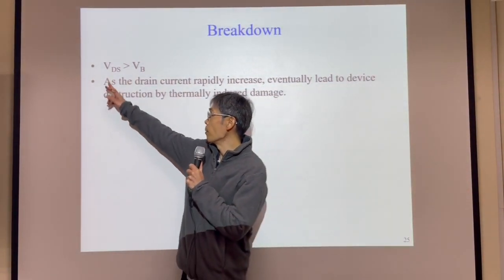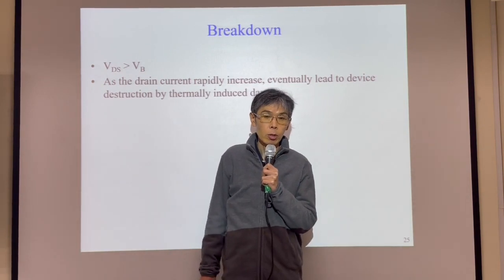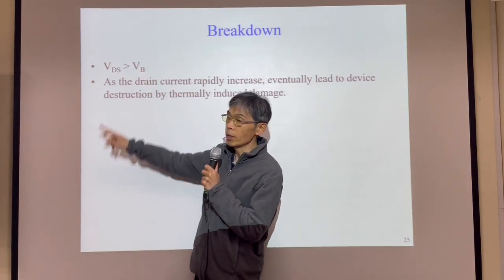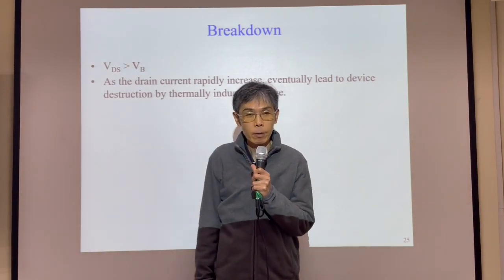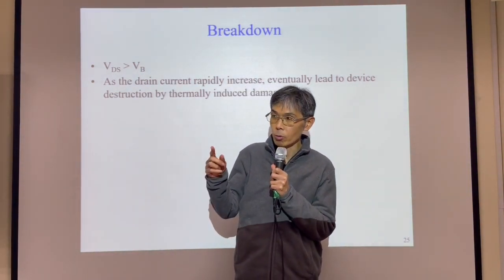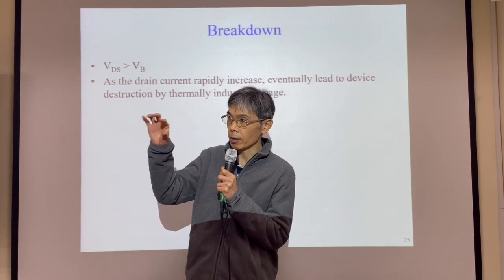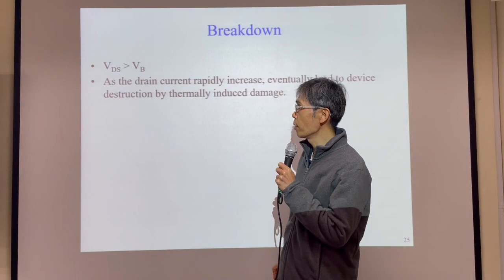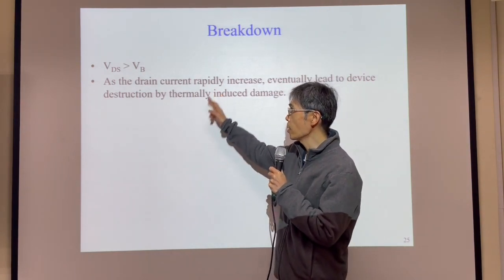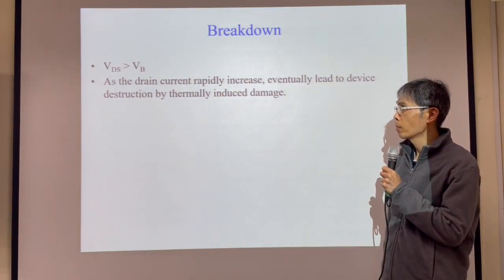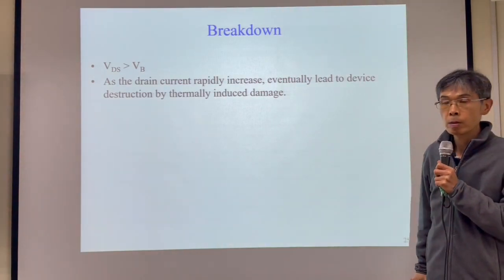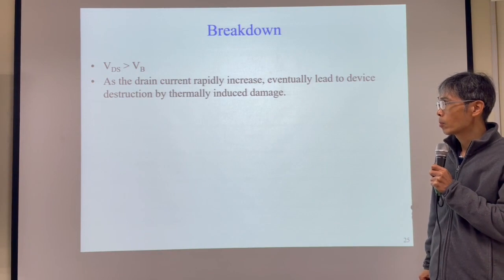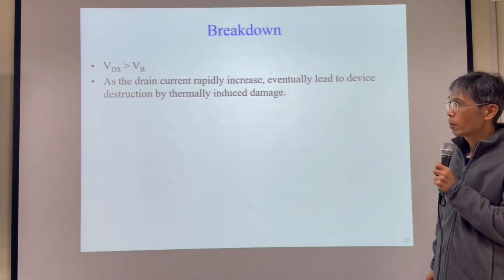Remember, if the drain voltage increases too large, larger than VB, the voltage we connected to the bulk, the substrate. If VDS is larger than VB, then Kyler, could you read this? As the drain current rapidly increases, it eventually leads to device destruction by thermally induced damage.